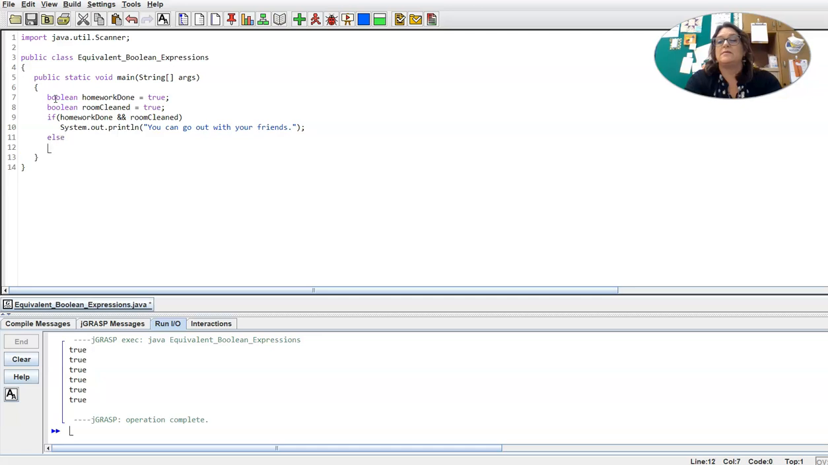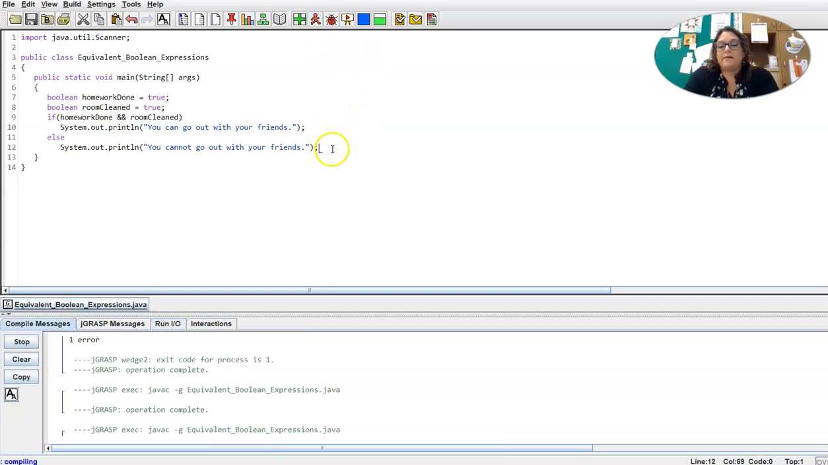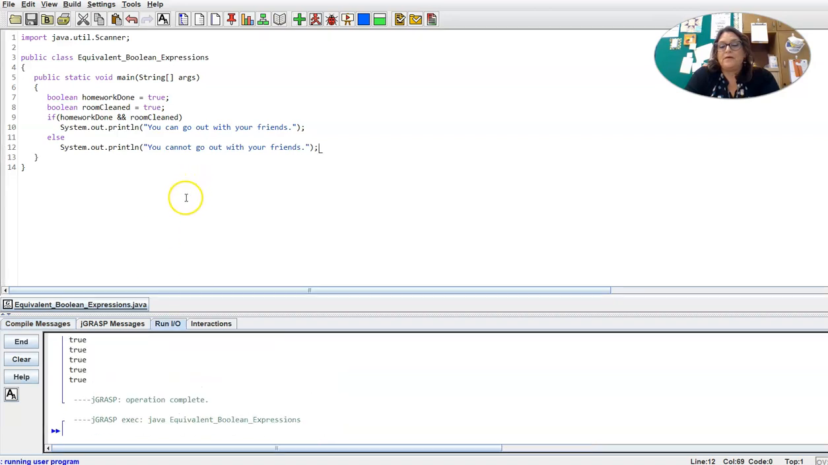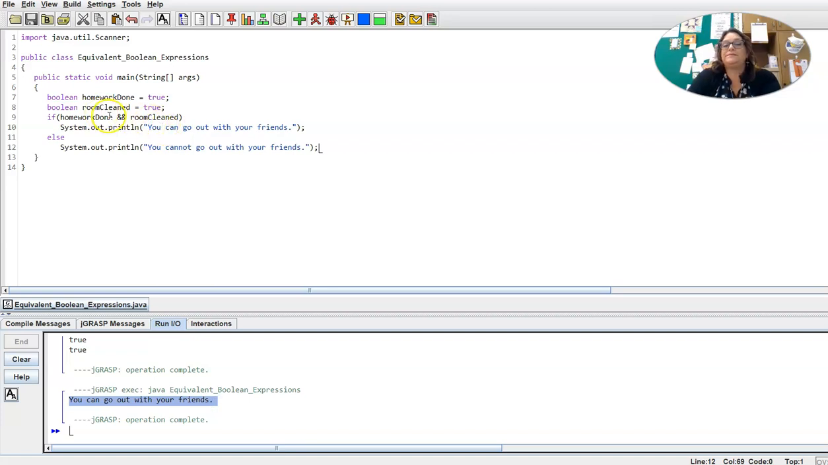Okay, else System.out.println, you cannot go out with your friends. Semicolon. Okay, so if we go ahead and compile and run, so when our room is clean and our homework is done, right, true and true, we can go out with our friends because true and true is true.